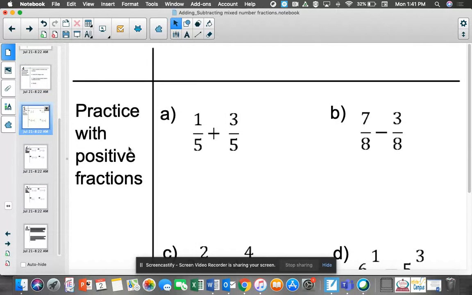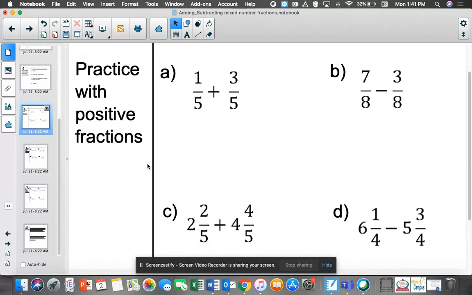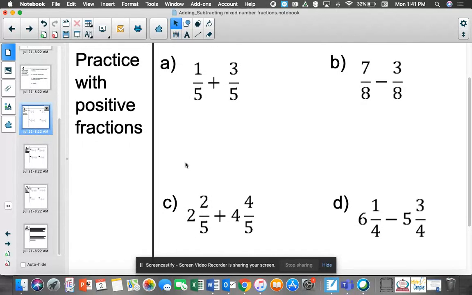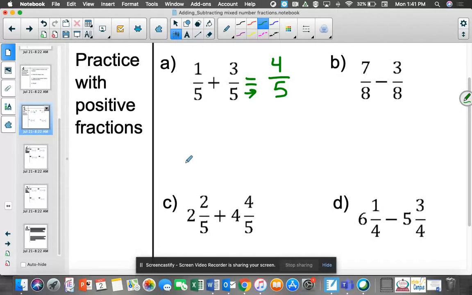All right, so practice with positive fractions. I will do A and C. So once again, we know when we have the denominator, or the bottom number, the same, all we do is just simply add. So 1 plus 3 is 4. The 5, you just move over. 4/5.